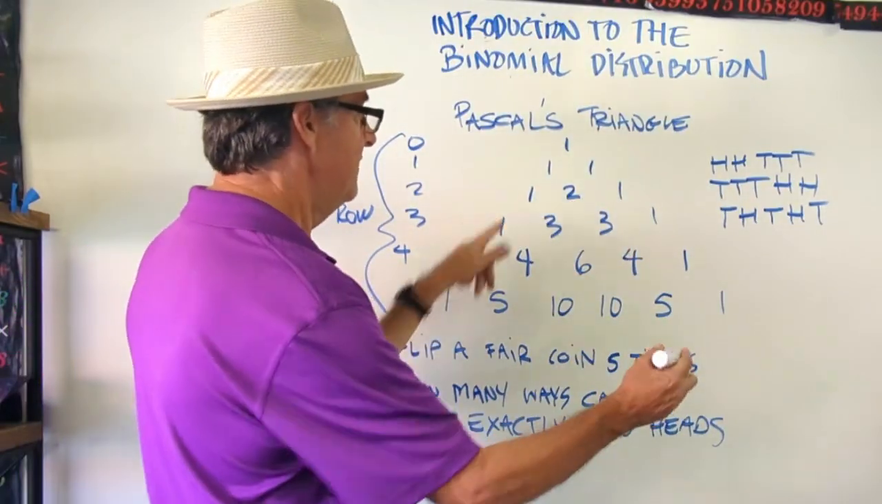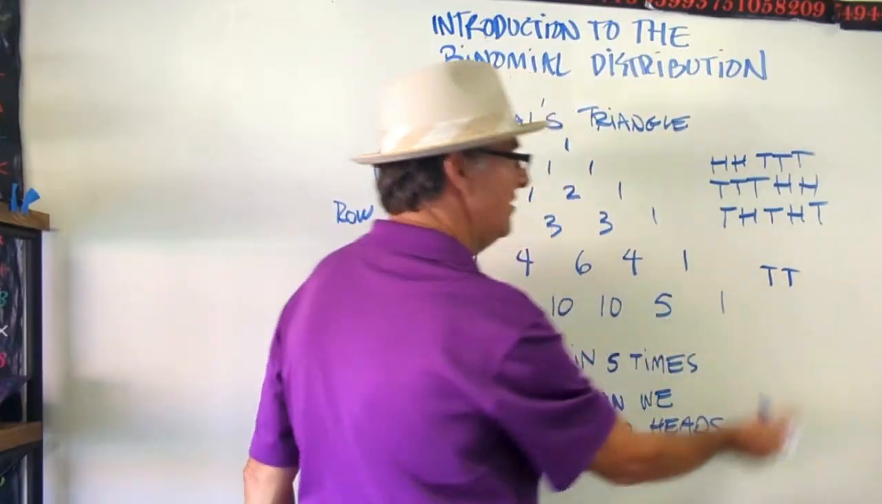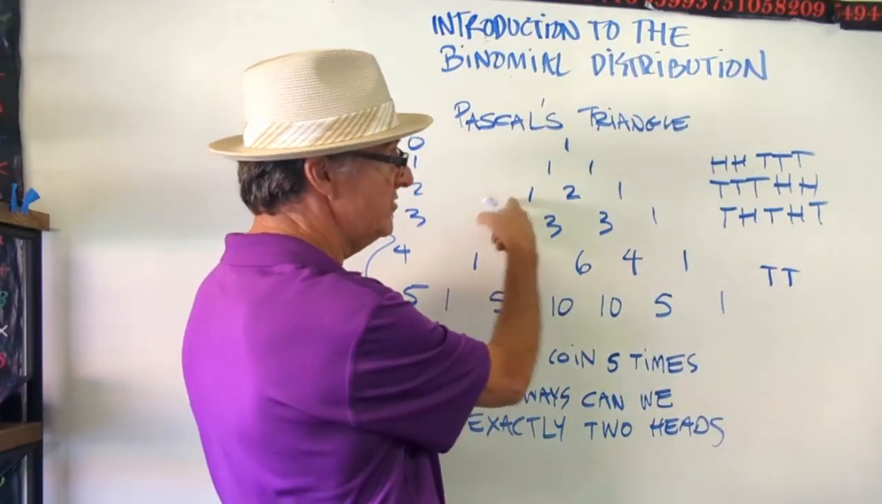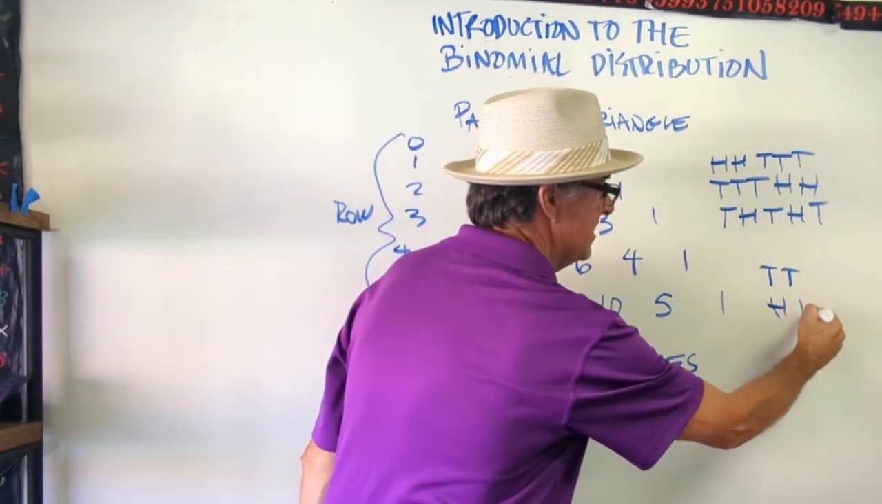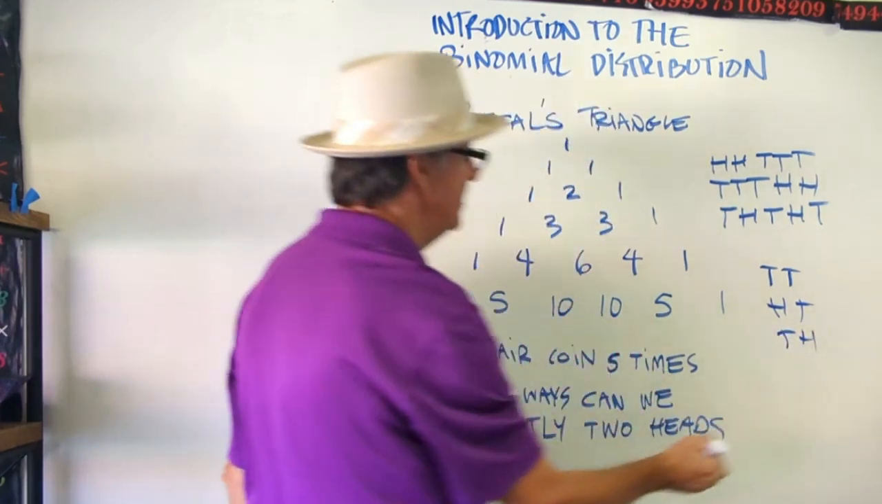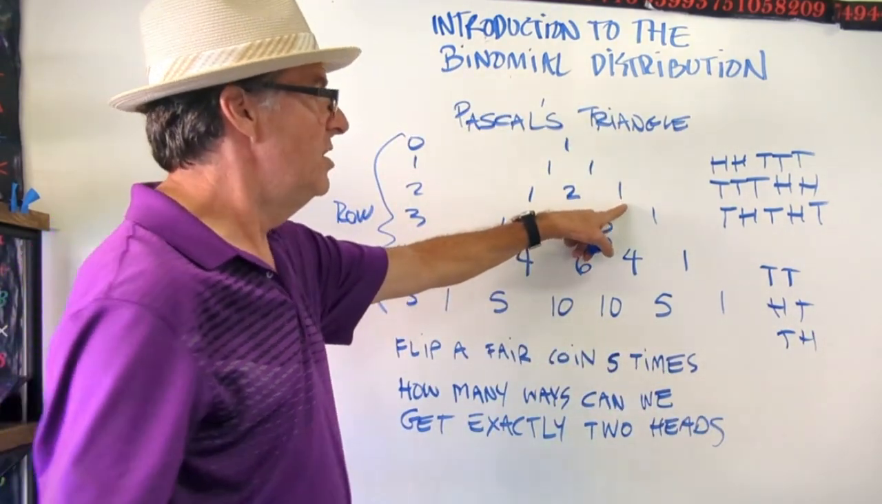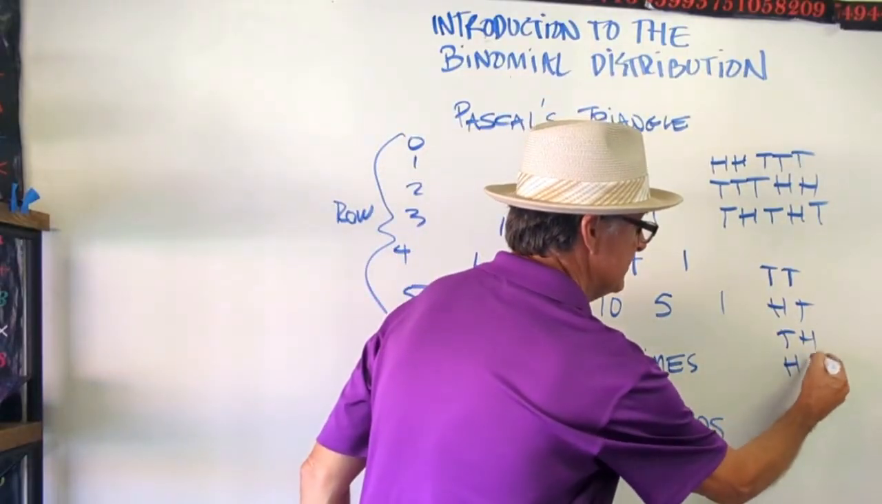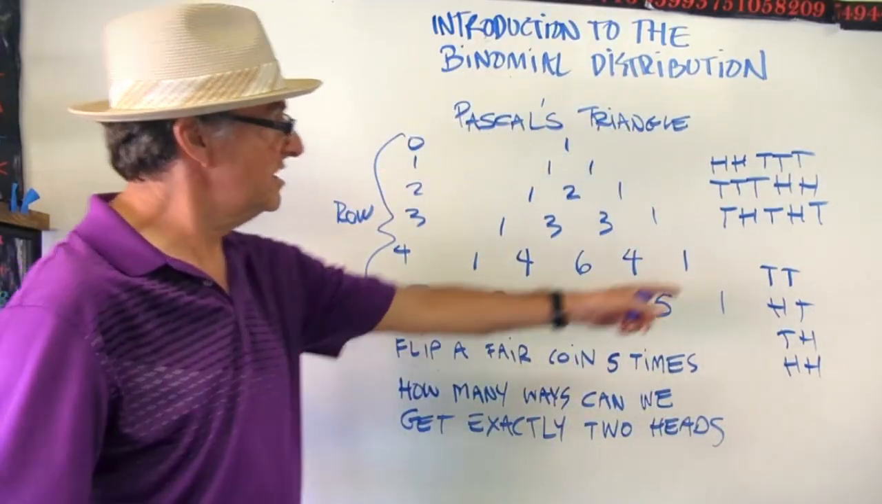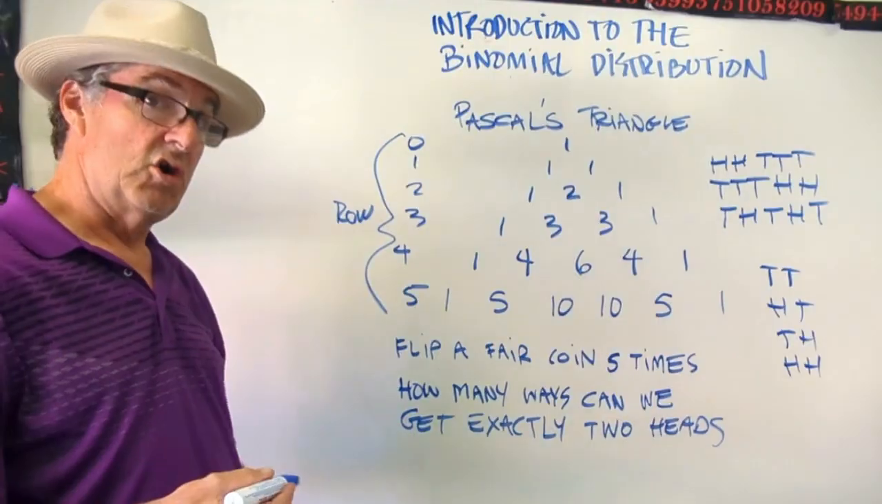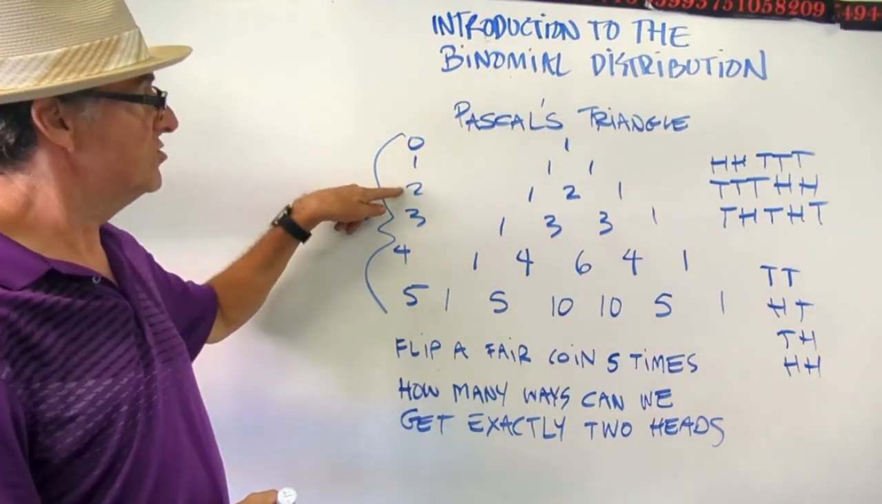And so this would be flipping a coin twice. You'd get tails, tails, that's 1 way. There's only 1 way to do that. To get 1 head, you get heads, tails, or tails, heads. So that's the 2 outcomes that get you 1 head. And then here is 1 outcome that gets you 2 heads. So here's the list for flipping a coin twice, and that's on row 2.